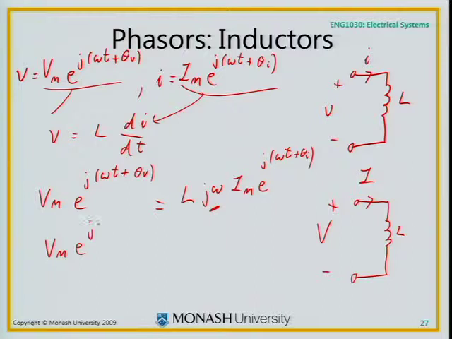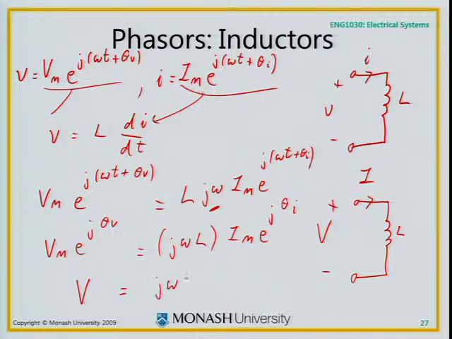So Vm e to the j theta v equals j omega L Im e to the j theta I. Phasor voltage is j times omega times L times phasor current. I've got an Ohm's law for inductors now. A simple linear relationship between phasor voltage and phasor current. V equals j omega L I. No need to differentiate. It's all captured in this relationship between the phasor voltage and current.